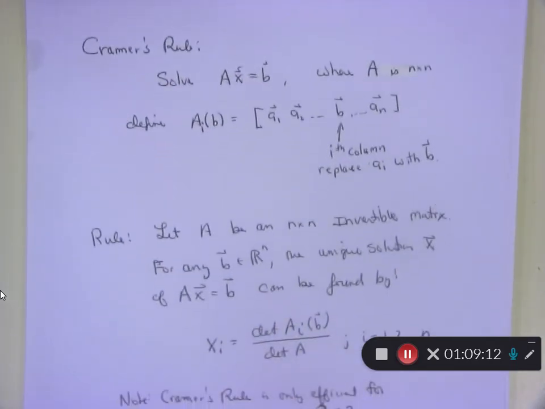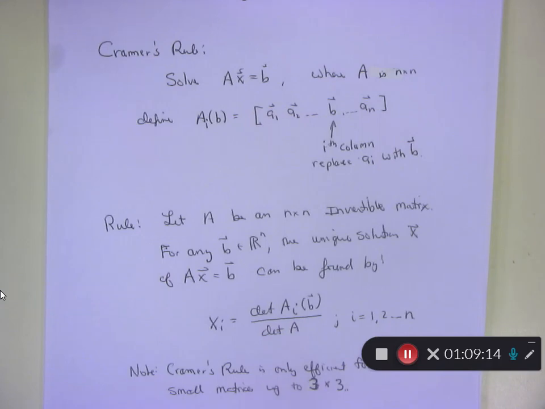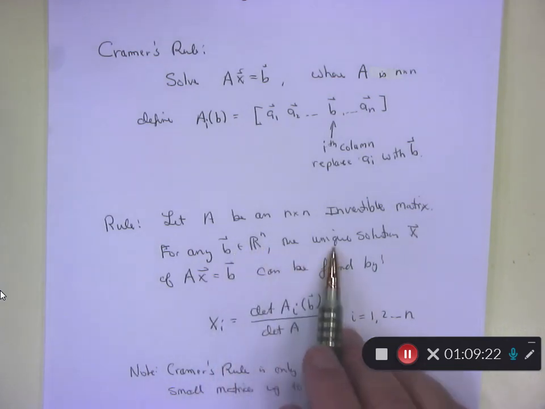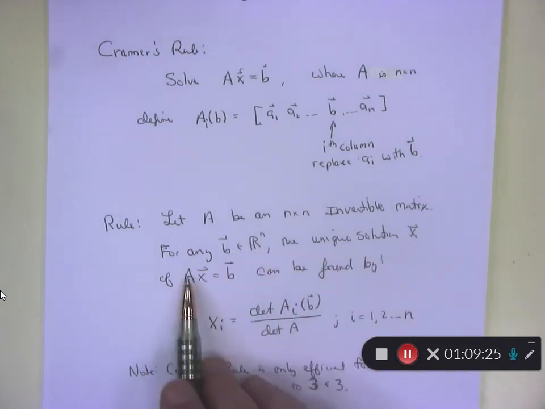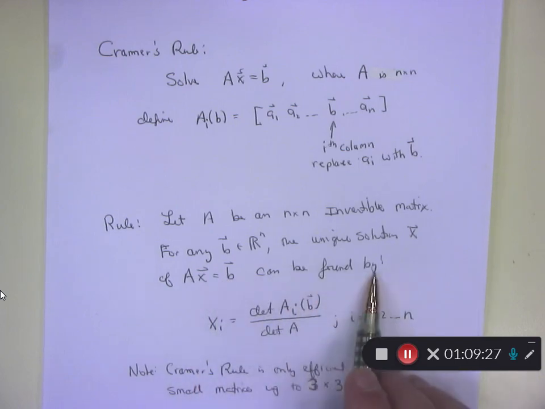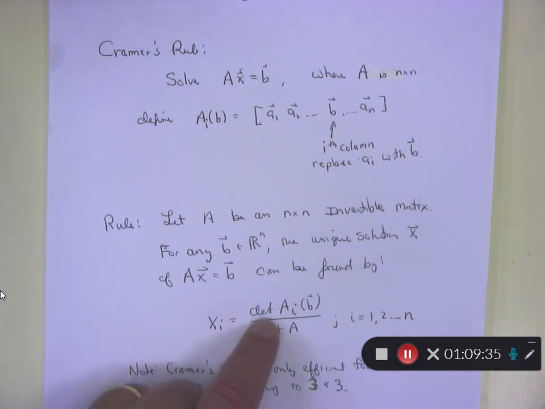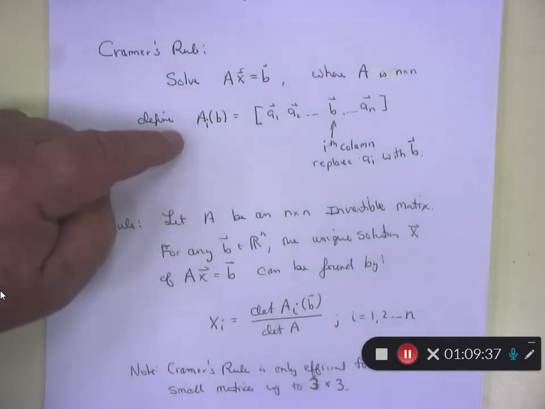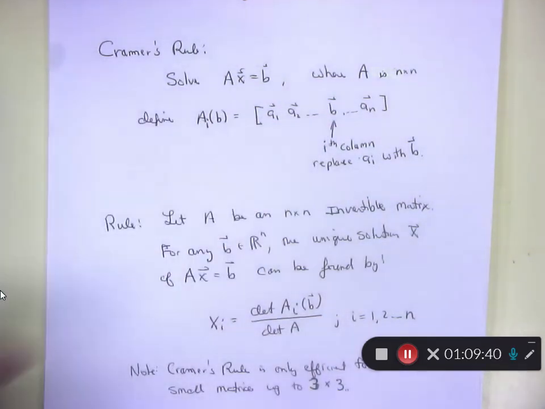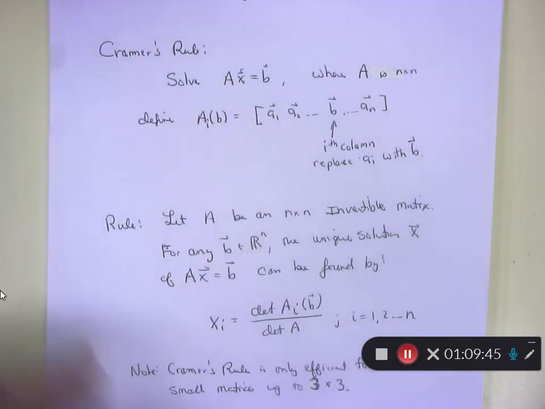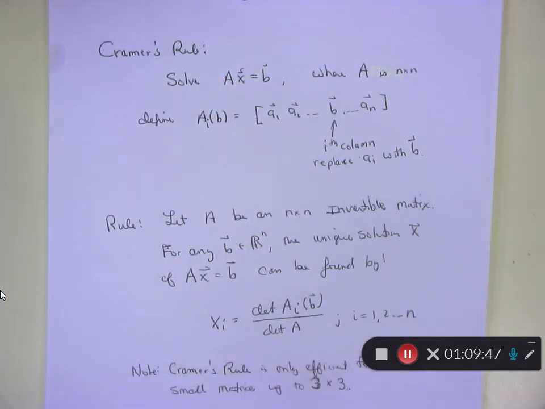The rule is this. Let A be an n by n invertible matrix. Then for any B in Rn, the unique solution x of the equation Ax equals B can be found with x1, x2, x3, and so on. Xi is equal to the determinant of A_i(B), which is what we were talking about up here, the determinant of this matrix, divided by the determinant of the original matrix A, for i equals 1, 2, 3, all the way up to n.